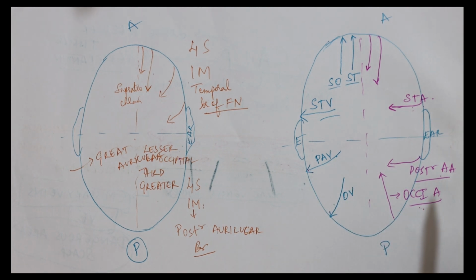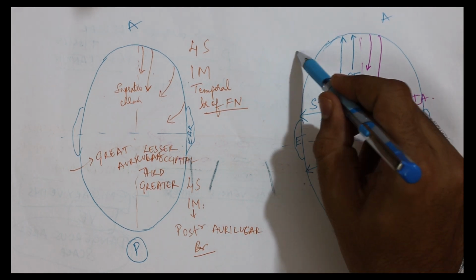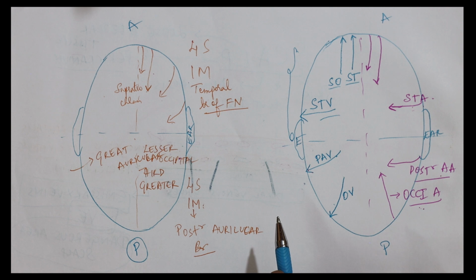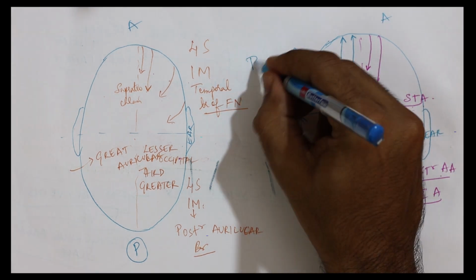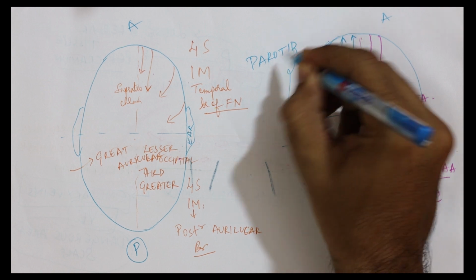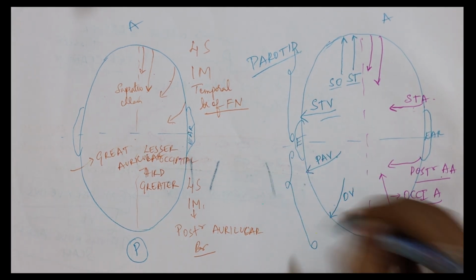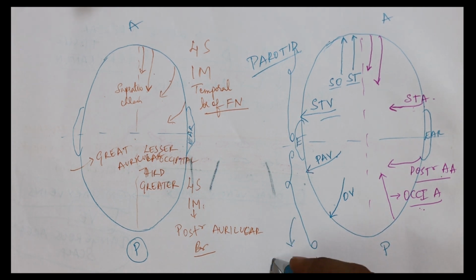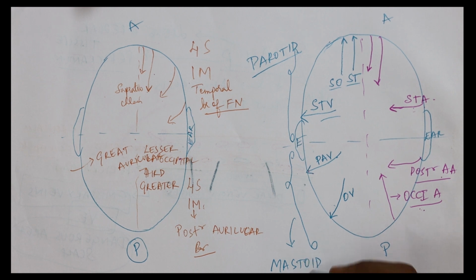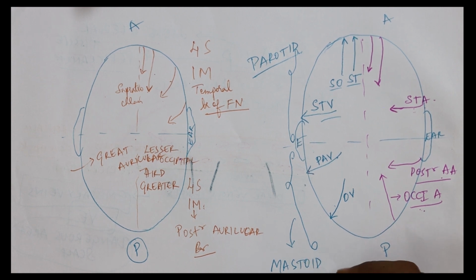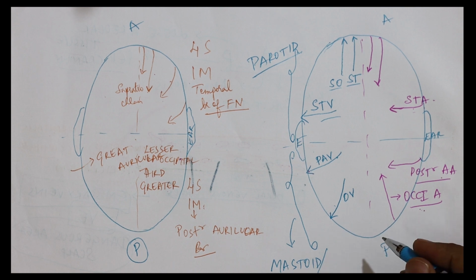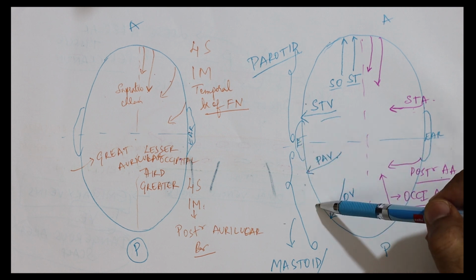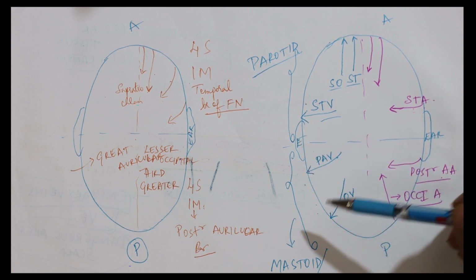And finally, if we see the lymphatic drainage, the part of the scalp in front of the ear will drain mainly into the parotid group of lymph nodes. Whereas the part that is present behind the ear will drain mainly into the mastoid and even the occipital group of lymph nodes. Mastoid is also called the postauricular. In simple words, you can remember it as preauricular lymph nodes in front of the ear, postauricular lymph nodes behind the ear.